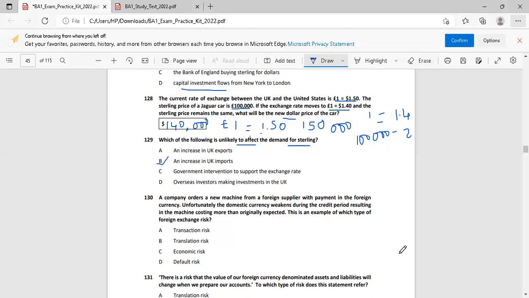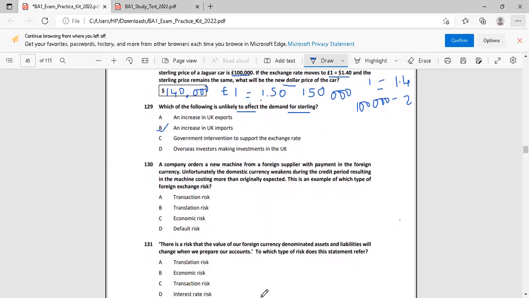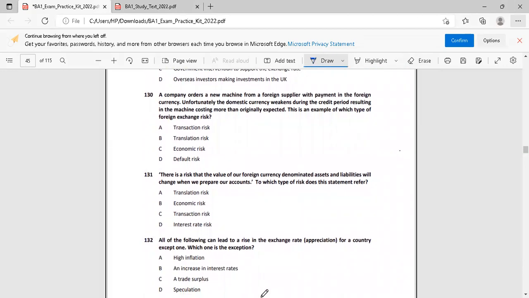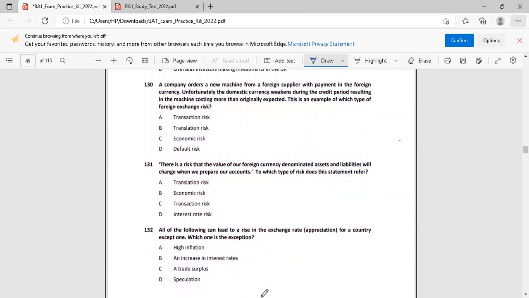A company orders a new machine from a foreign supplier with payment in the foreign currency. Unfortunately, the domestic currency weakens during the credit period, resulting in the machine costing more than originally expected. This is an example of which type of foreign exchange risk.